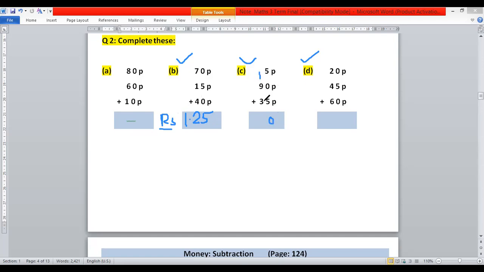Here 5 plus 5, 10. Carry 1. 9 plus 3, 12. Plus 1, 13. Write 13. Here put the point and write Rs 1.30. Here 5, 6 plus 4, 10 plus 2, 12. So put the point here and write Rs. Rs 1.25, meaning 1 rupee and 25 paise.